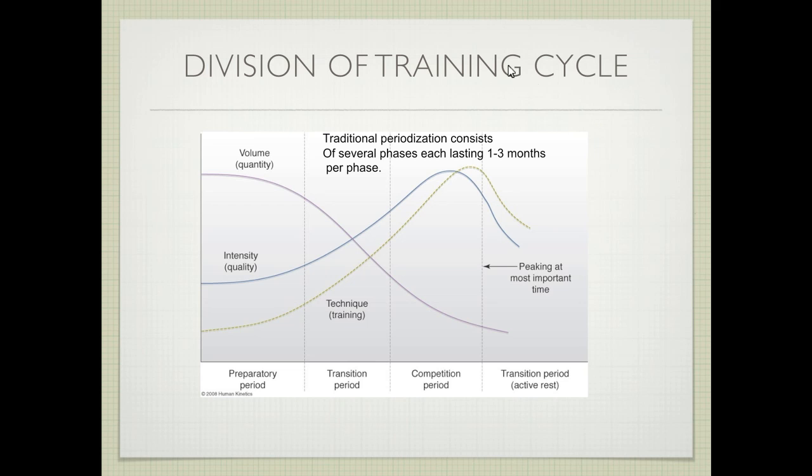Now, this is the original training model. It's called traditional periodization. Notice you start off with a preparatory period where basically your volume is very high and intensity is moderate to low. You're conditioning yourself, building up endurance, trying to lower body fat. Then you have a transition period where it's moderate volume, moderate intensity. Then as you move toward peaking, your intensity is maximized and your volume is low, so you can get rid of fatigue. And then you have a transition period between seasons.